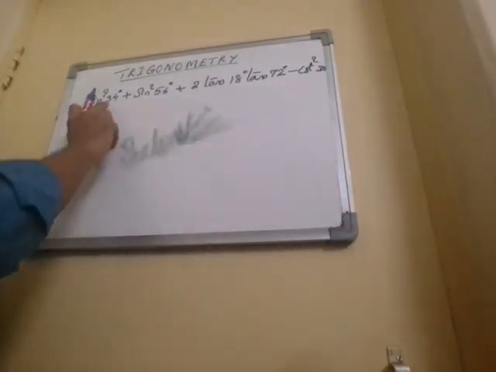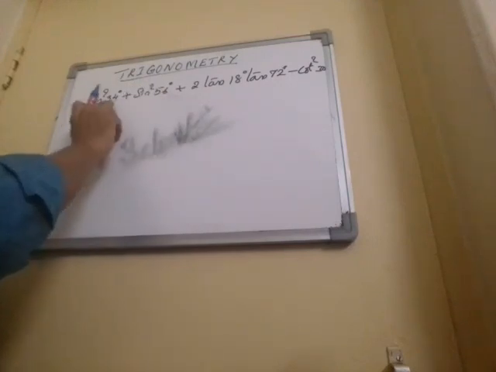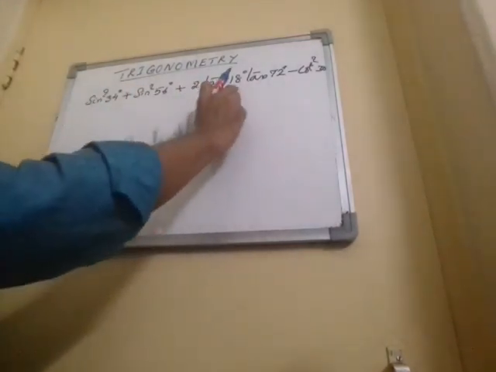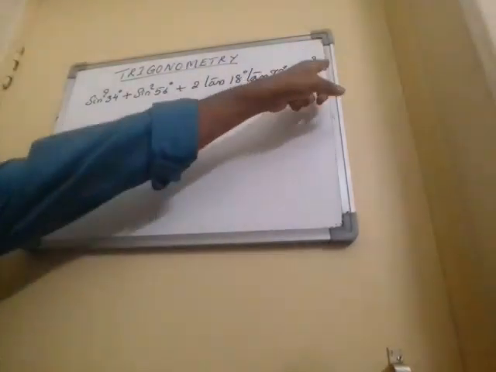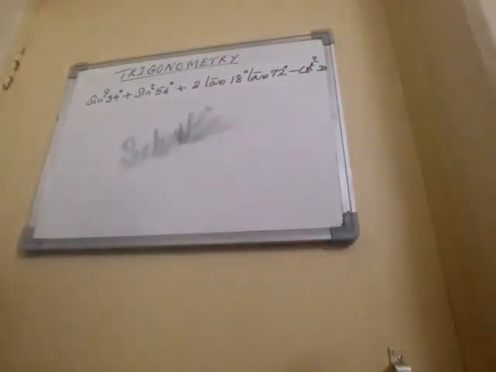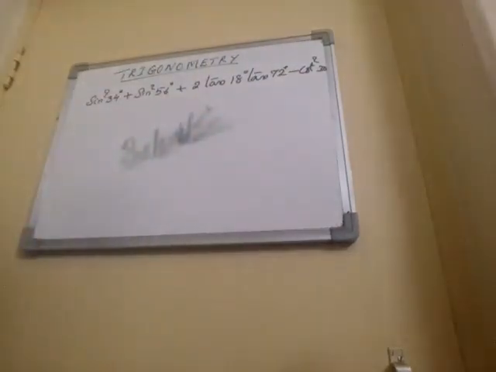So here first let us see the terms. First term and second term, 34 plus 56, 90. Here 18 plus 72, that is also 90. But here cot 30 is a standard angle, 30 degree. So we have to write the trigonometric ratio of cot 30.